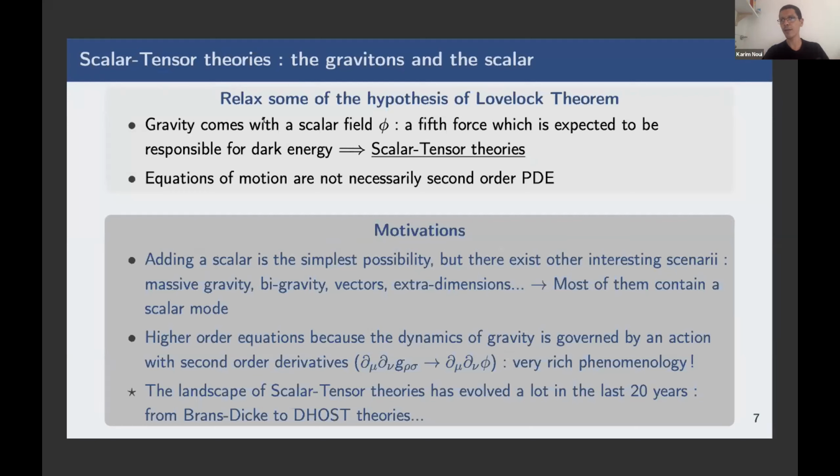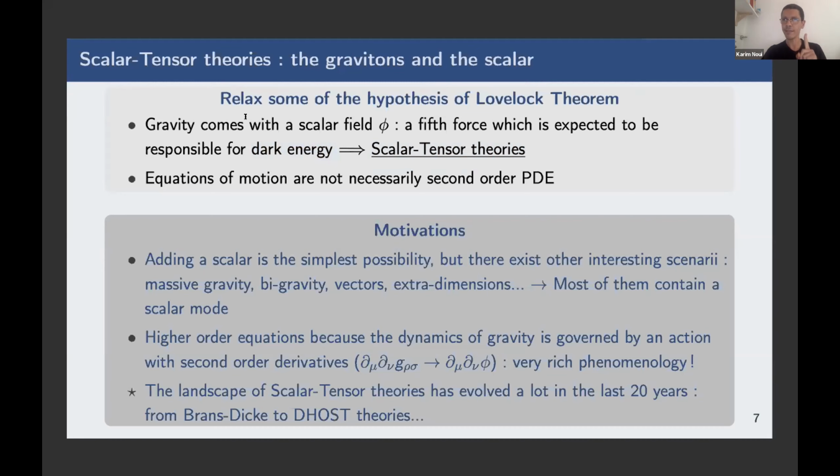So what we are doing here is relaxing the hypothesis that the gravitational interaction is described in terms of a metric only. We are saying now that gravity is described in terms of a metric plus an extra field, and we take it to be a scalar field. And in the context of dark energy, for instance, the scalar field will be responsible for the acceleration of the expansion of the universe, and so this will be responsible for dark energy. In this talk, I will only consider these scalar tensor theories, and I will show how they can be applied to account for dark energy.